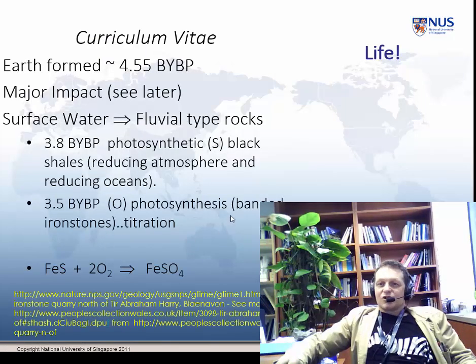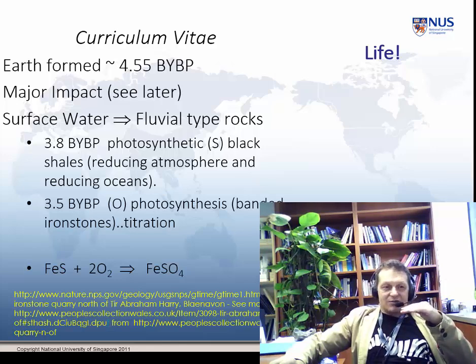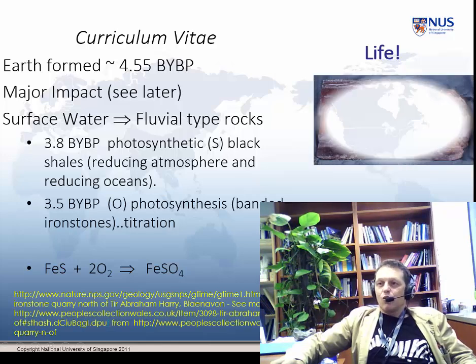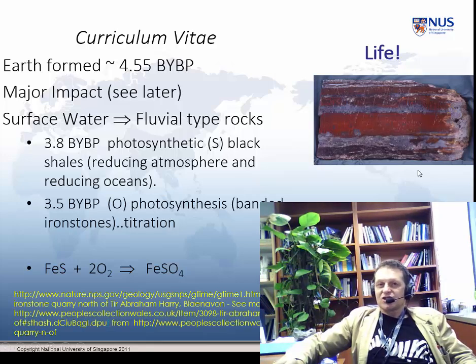So where we are is we get the formation of banded ironstones, so-called, black, sometimes silvery colour, and red bands, giant formations, which effectively show you what was going on in the oceans. These were precipitated as reaction products of this titration.